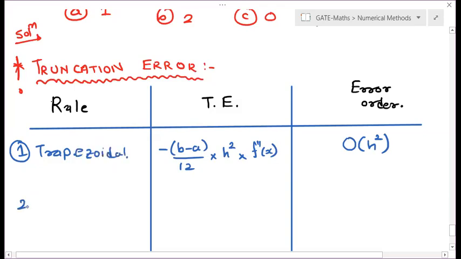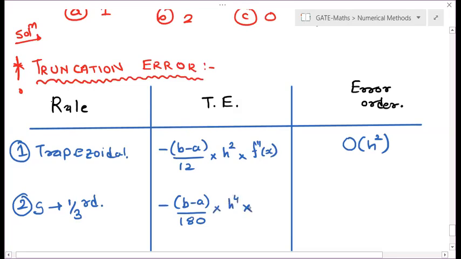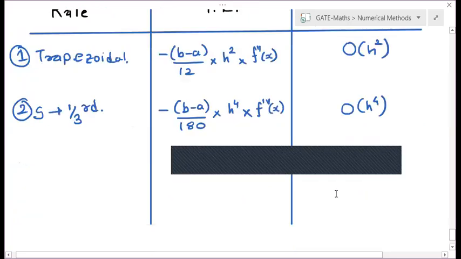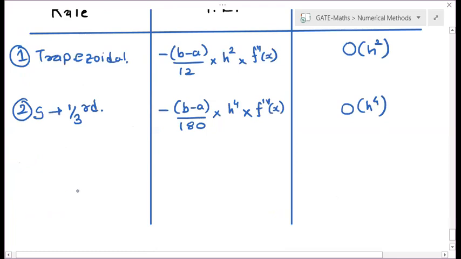Now, similarly, for Simpson's 1/3 rule, this is minus (b minus a) by 180 into h to the power 4 into f4x. Okay, it's the fourth order derivative. So its error order is h to the power 4, right? Whatever the maximum power of h, the step size, used in the truncation error formula, it is called its error order.